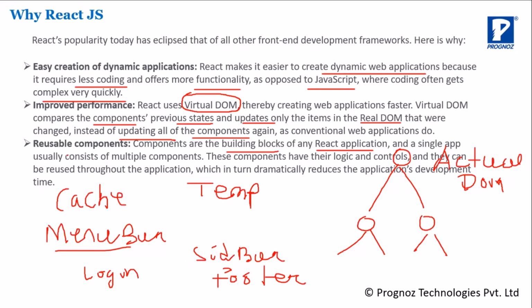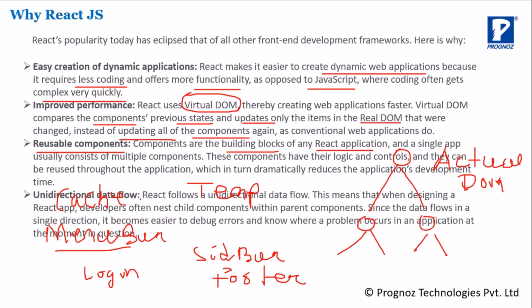So that is one more feature we are getting, that is called the reusable component. The first, easy creation of dynamic application. Second, improved performance. Third, we are getting the benefit that is called the reusable component. Next, unidirectional data flow. Matlab one way the data will go in the forward direction only. Not forward and backward, only forward direction will the data be transferred.